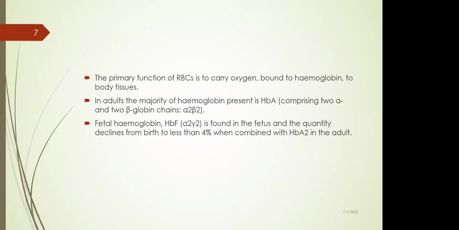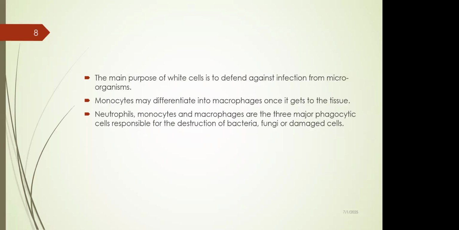The primary function of red blood cells is to carry oxygen bound to hemoglobin to the tissue structures. In adults, the hemoglobin is HbA, comprising 2 alpha and 2 beta globin chains. But the fetal hemoglobin, HbF, has 2 alpha and 2 gamma hemoglobin chains. And now this hemoglobin is found mainly in the fetus. And then after birth, the quantity gradually declines until it becomes about 4% in adult life.